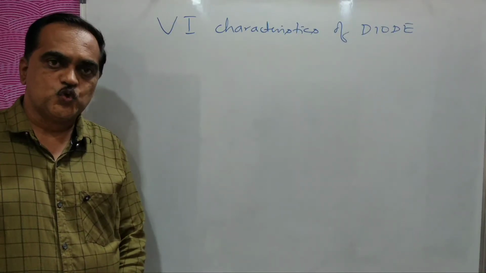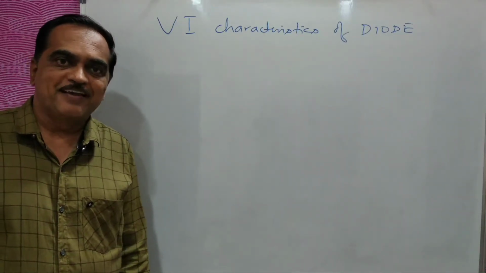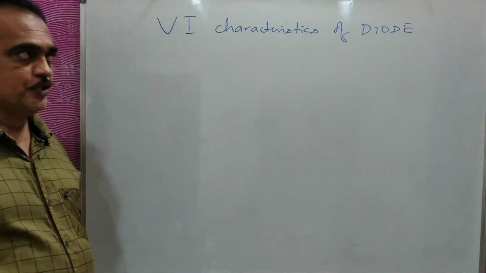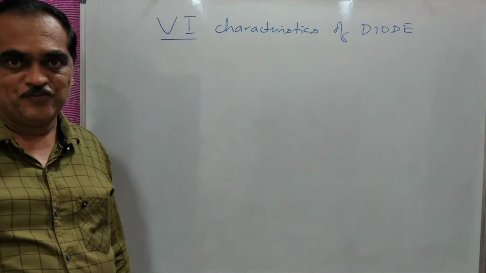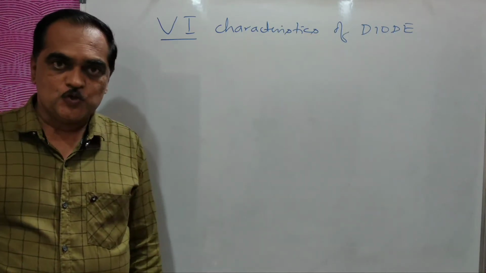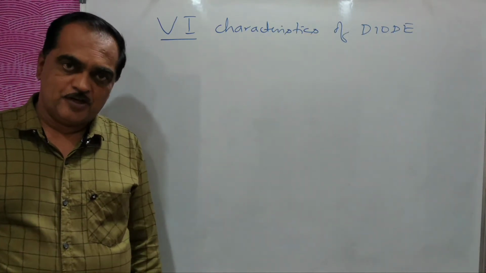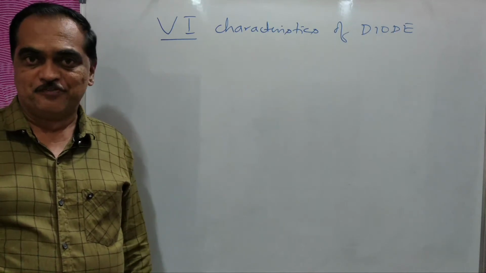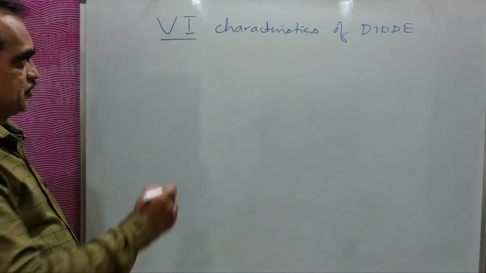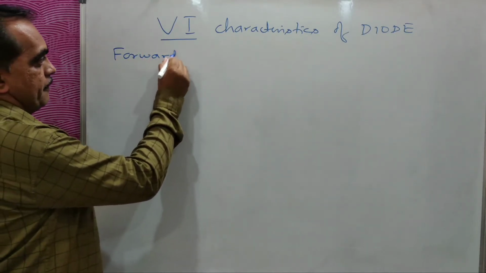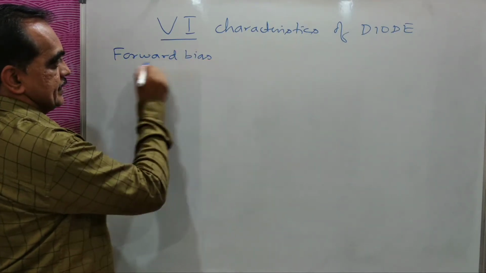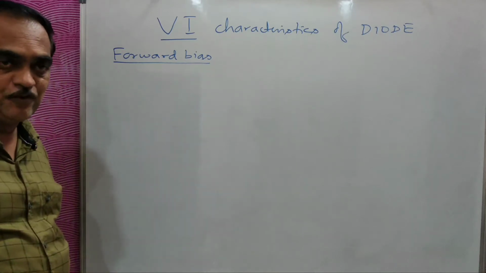Dear students, today we'll see VI characteristics of semiconductor diode. VI means voltage current characteristics of semiconductor diode. Now to see this, there are two ways. One is forward bias and one is reverse bias. So if you see the first one, what is forward bias? You can see the circuit for that.